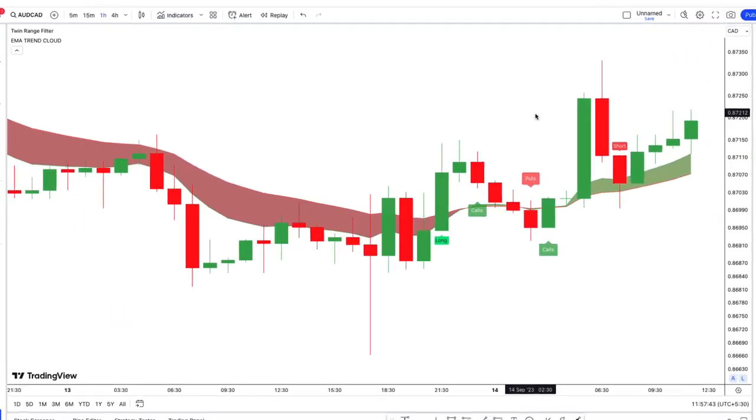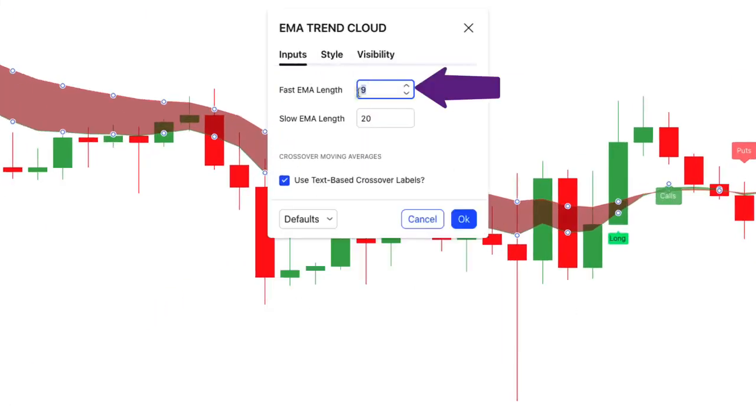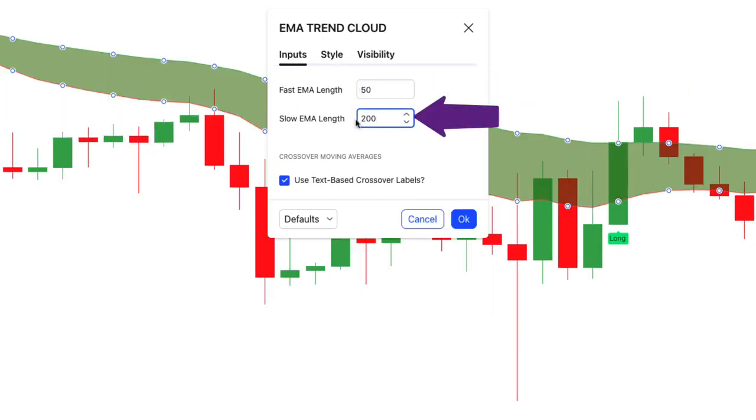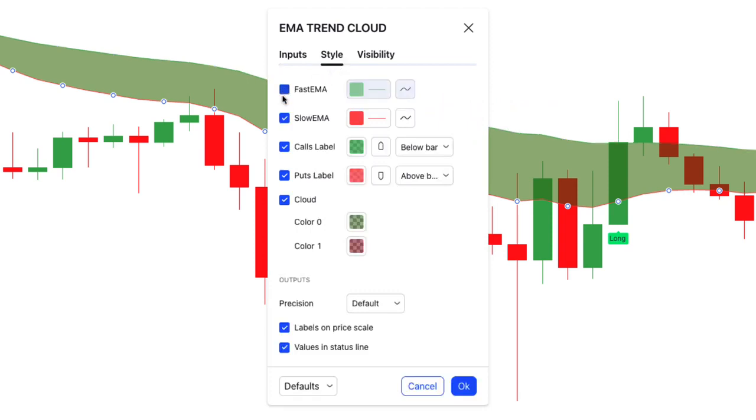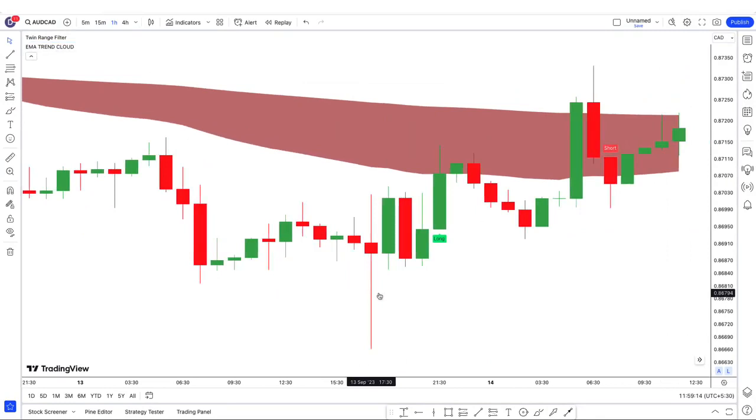Double-click on the EMA Trend Cloud, then on the Inputs tab, change the fast EMA length to 50 and the slow EMA length to 200. On the Style tab, uncheck these 4 options and then click OK. For the Twin Range Filter, yes, we're going to leave all the settings at the default values.